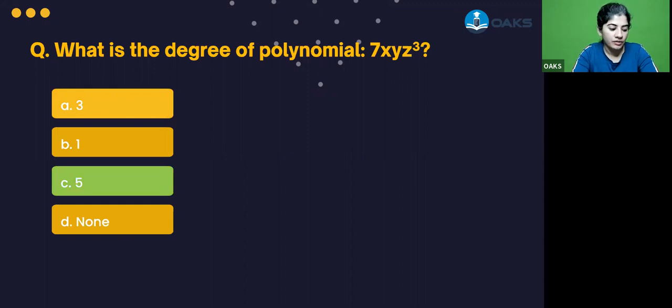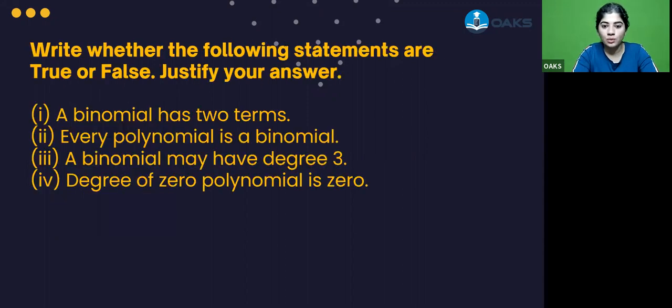Good. Now we are moving forward and let's see what we have. Now you have to answer one by one. Write whether the following statements are true or false. You have to justify also. You can raise your hand and I can say something like first row, second student and so on. So first is: a binomial has two terms. School 2, the girl with the mask in the front. Can you answer?